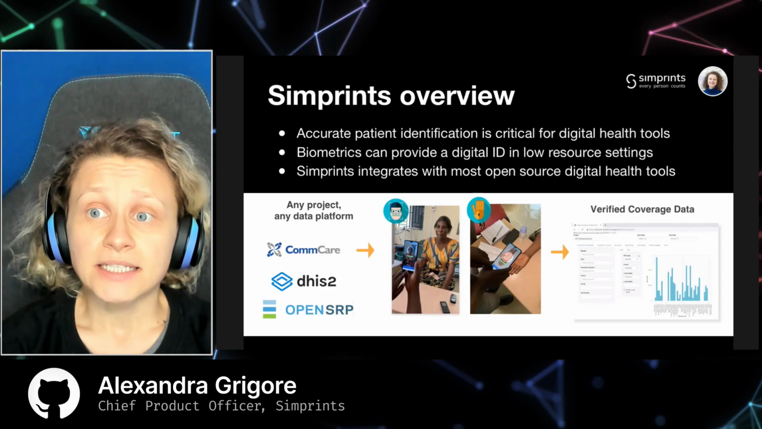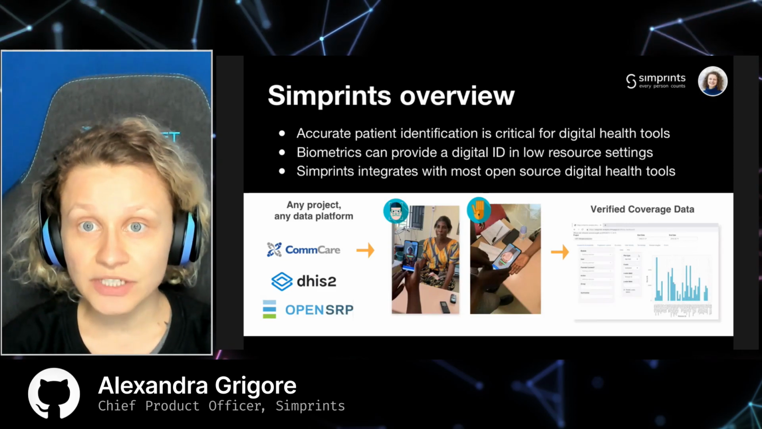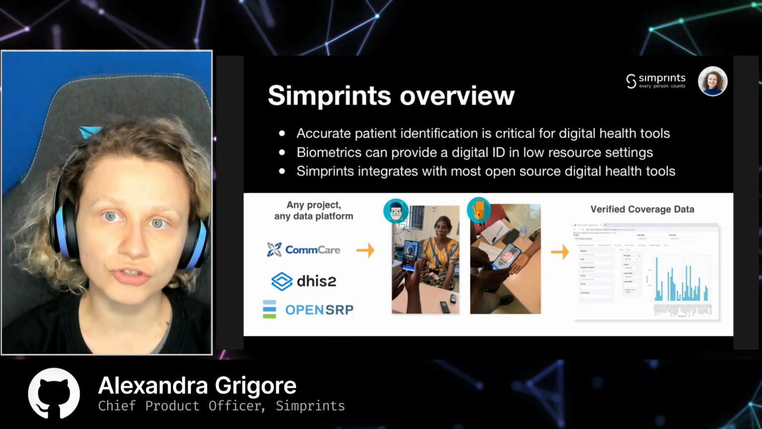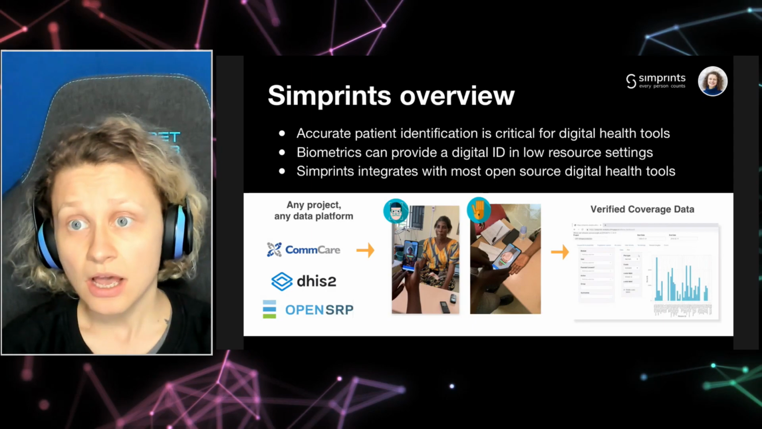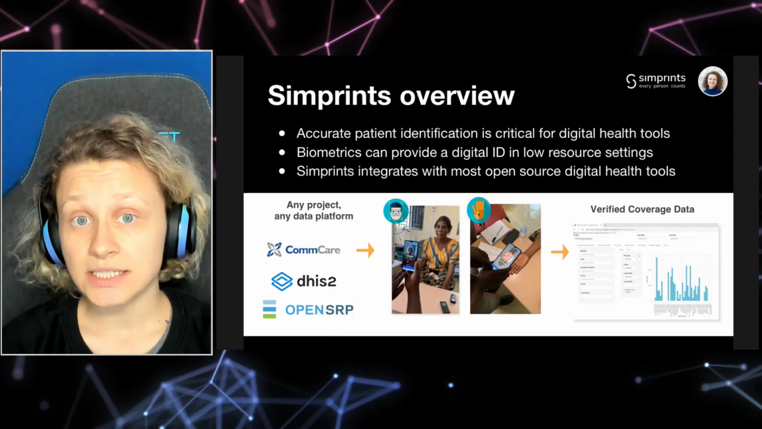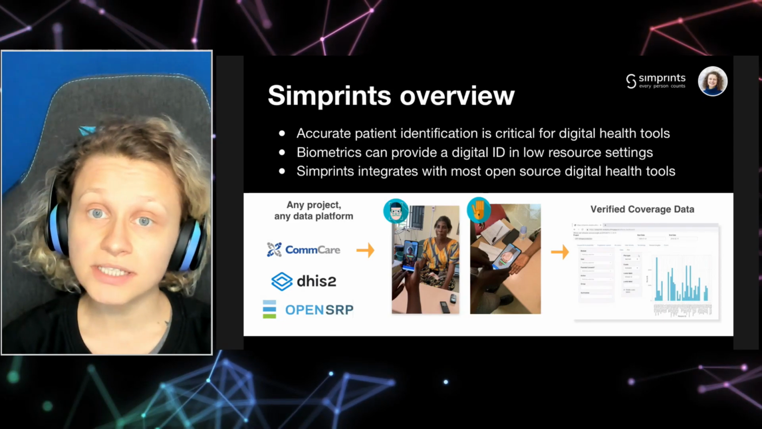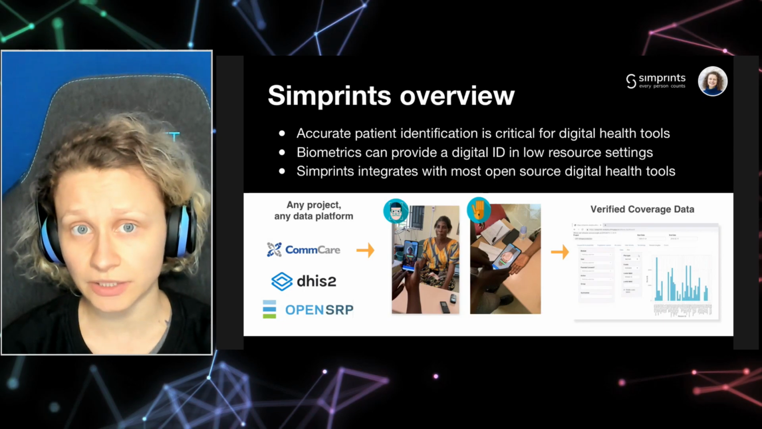So the problem is that in many developing countries, there are no robust national ID systems, and service providers can't rely on traditional ID methods like national ID cards or birth certificates, social security numbers, and so on. So the consequence is that ensuring that the right services are being delivered to the right people becomes extremely difficult.